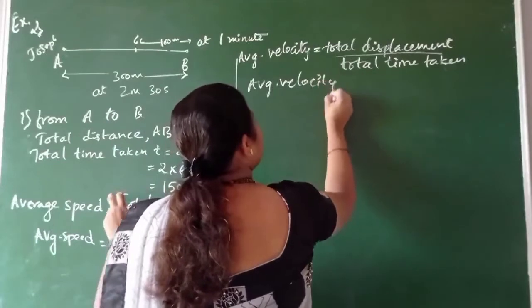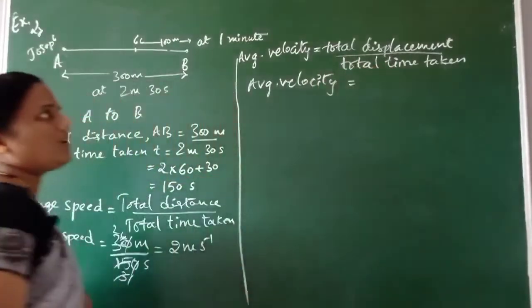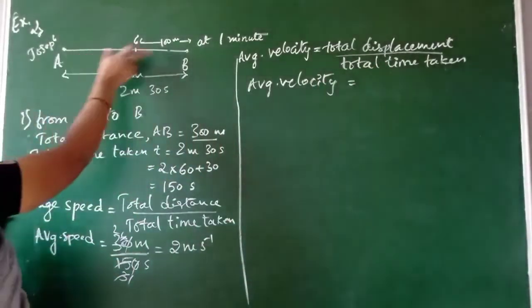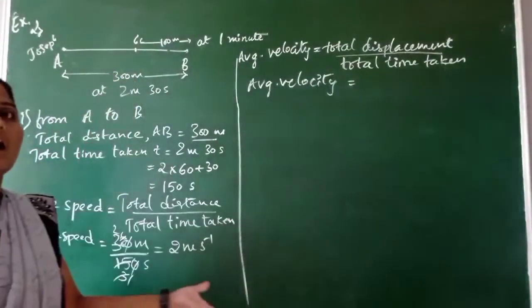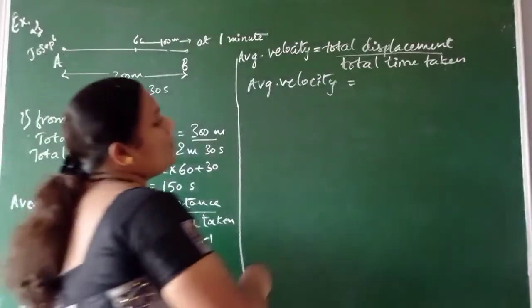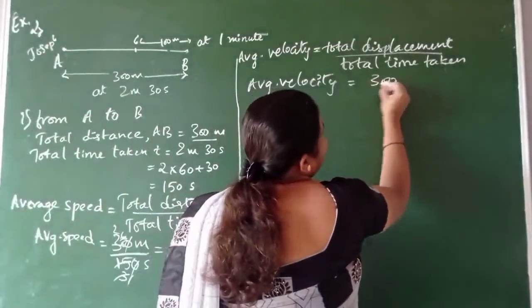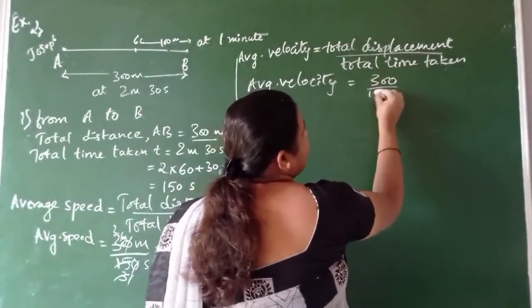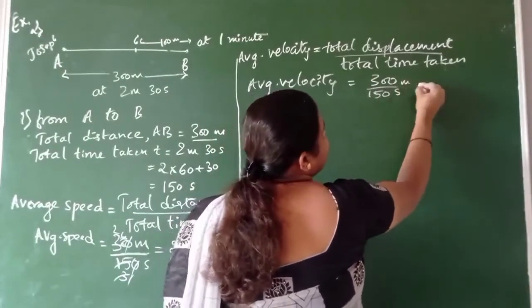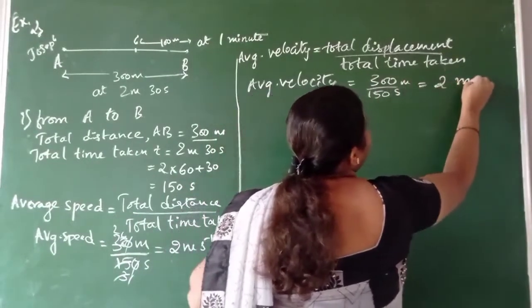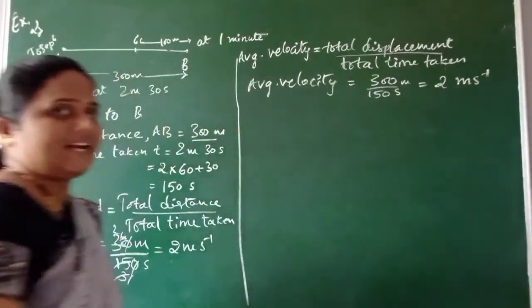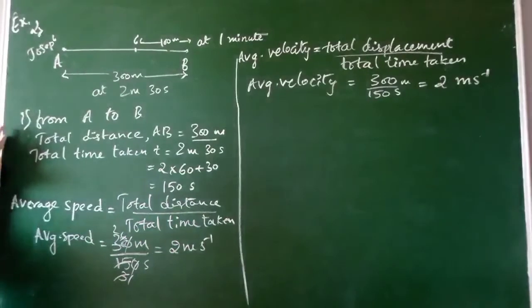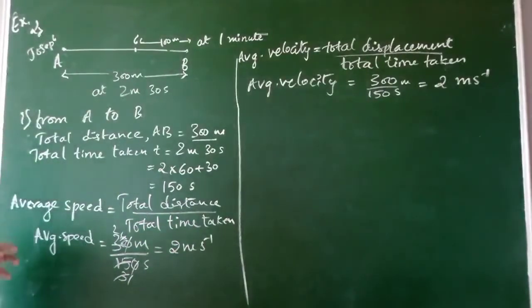So average velocity from A to B is equal to, what is the total displacement? The shortest path. See here, distance and displacement are the same, so we get the same value, that is 300 meter, divided by the total time taken, 150 seconds, which equals the same 2 meter per second. Is it clear? This is the first part of the question we have solved.